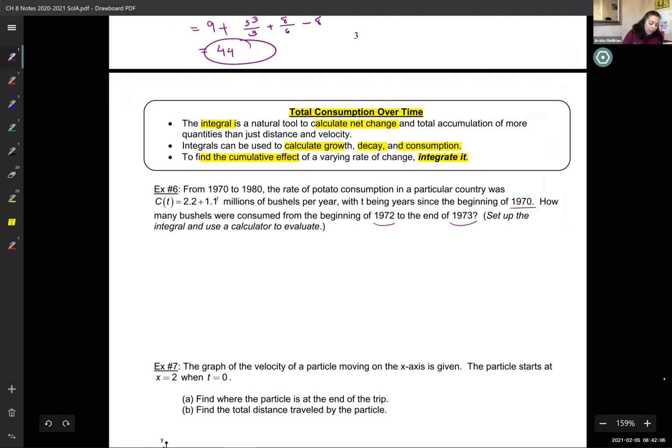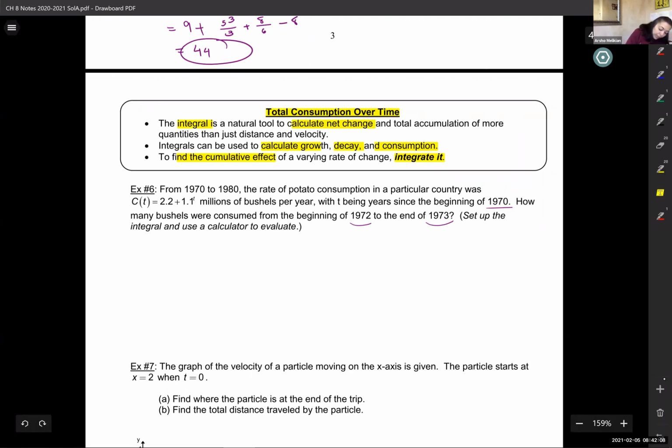All right, so look at what we have here. What's important here? We have that the rate of potato consumption is this. Okay, this is the rate. And for this, you are going to need calculators, by the way. So that's the rate. And do you see how that is now a function that is not just 6 sine of t? That is a more complex function. That's not necessarily possible to do by hand. So that's the rate from 1970 to 1980, and we want to calculate it from 1972 to 1973.